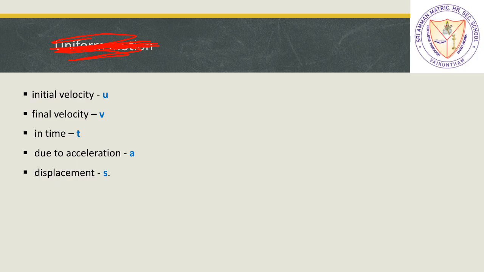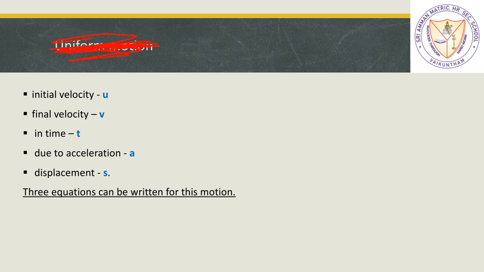Okay, now consider an object, maybe a car. A car was traveling with some initial velocity u, in the course of time t. After time t, due to the acceleration a, the velocity of the car changed from u to v. And in this time it has traveled a distance s. The displacement of the car in the course of time t is s. That is the situation which we are going to study.